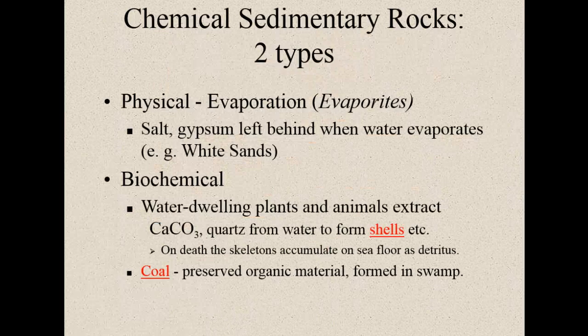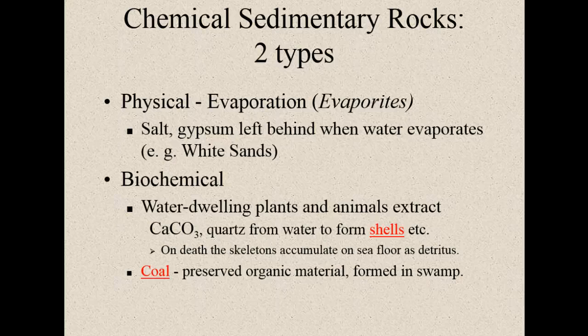Going on to chemical sedimentary rocks. When identifying chemical sedimentary rocks, they're identified by composition. So in identifying these, you will need to read up from your lab manual on the different types of chemical sedimentary rocks and read their descriptions as well as their chemical compositions for identification. We can actually break chemical sedimentary rocks into 2 types: a physical type, which might be anything that occurs due to evaporation, or evaporites. These are things like salts and gypsums that evaporated out of the water.